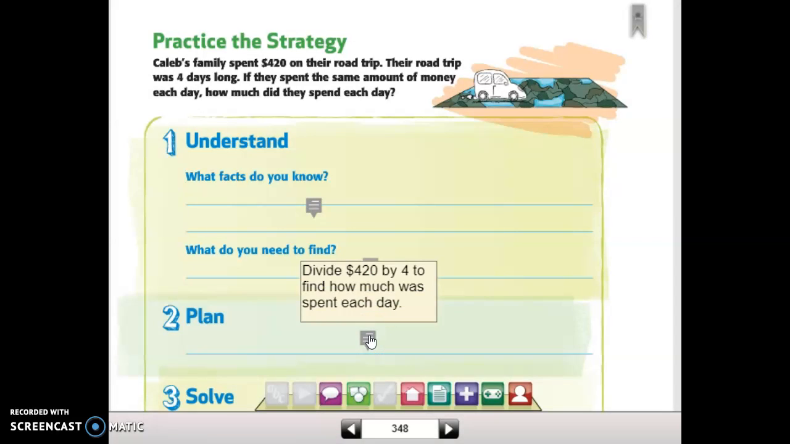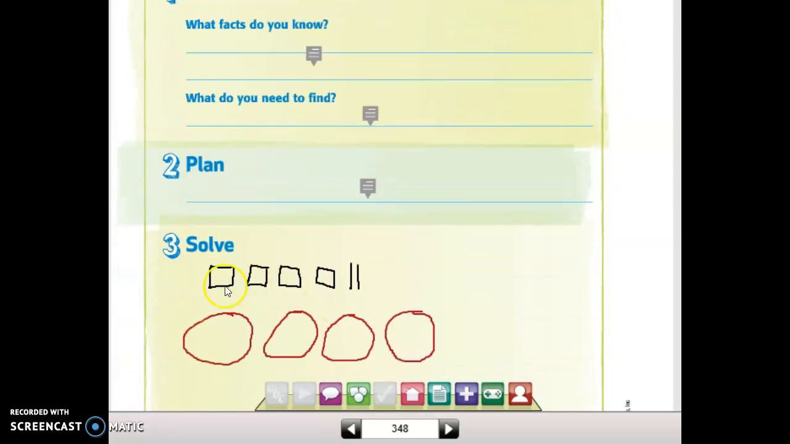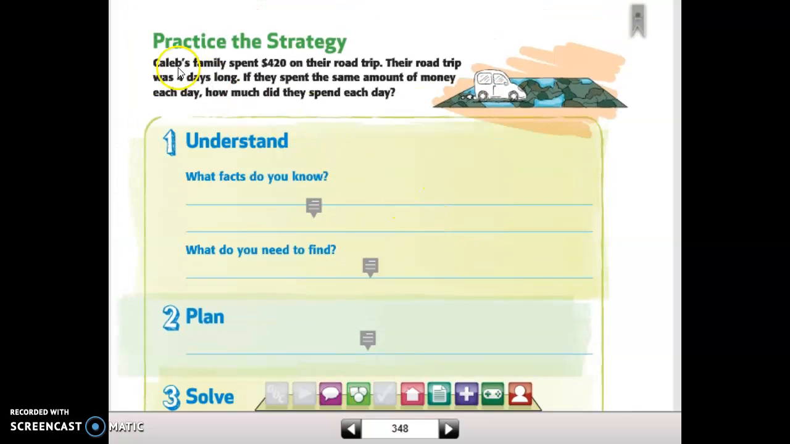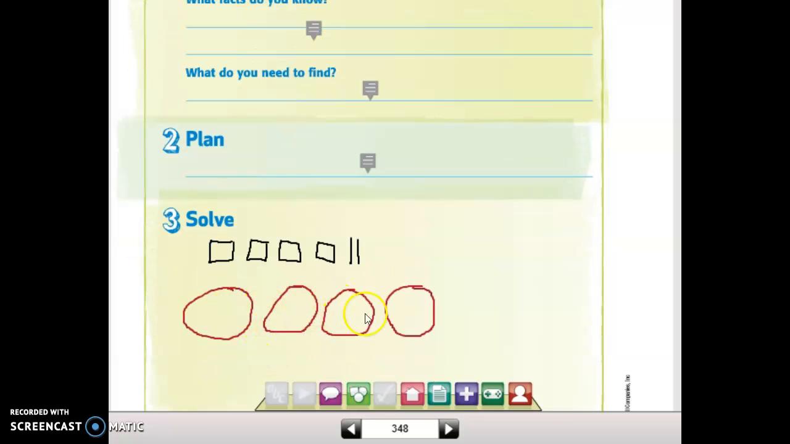Anyway, moving on. So, to draw my model like this one wants, I have 100, 200, 300, 400, and 2 tens, 420. And the problem said 4 days, so I made 4 groups. And because I need even in each group, you'll quickly see that I'm going to have to do some regrouping. But I'm going to start with putting 100 in each box.